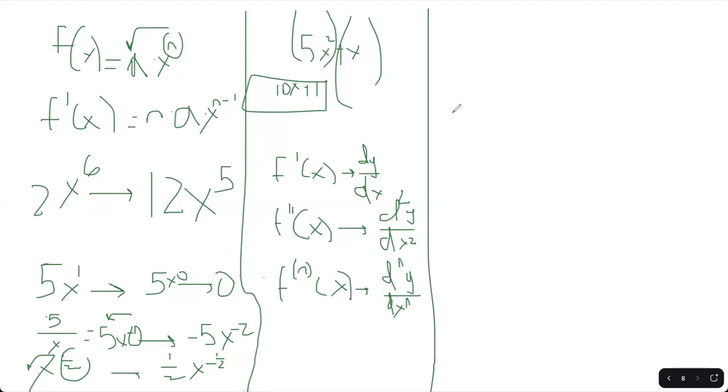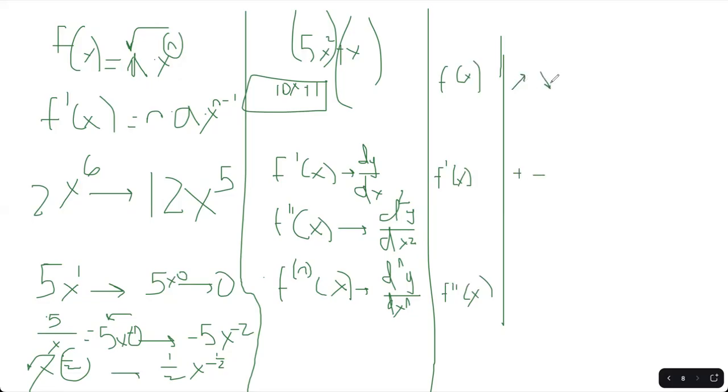I like to draw a little table. If you have f of x, f prime of x, and then we have f of x, or actually, this is good enough. We have f double prime of x here. We can all fit it in one table. So when f prime of x is positive, f of x is increasing. And when f prime of x is negative, it's decreasing.